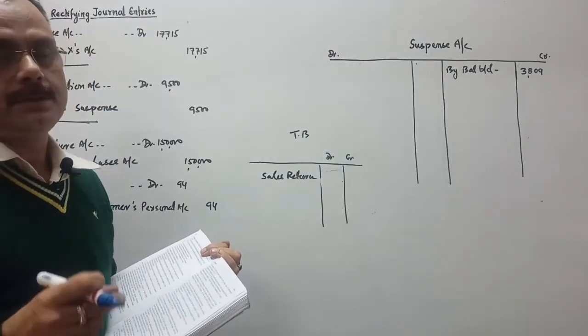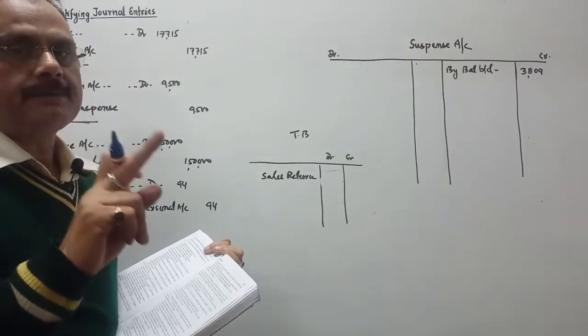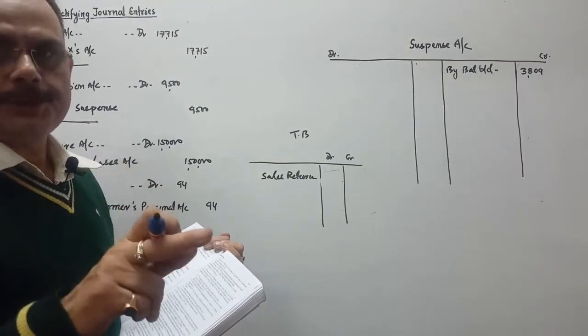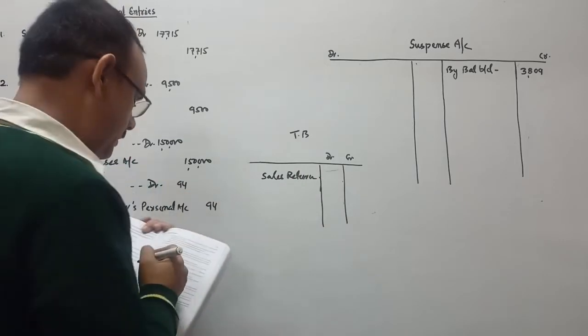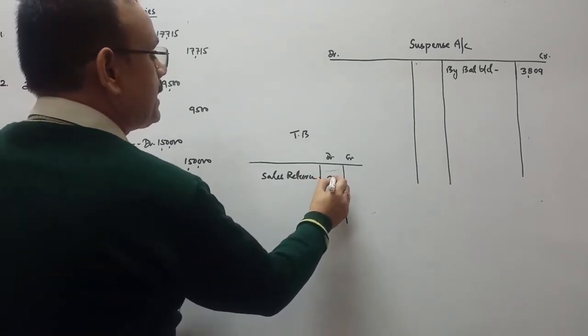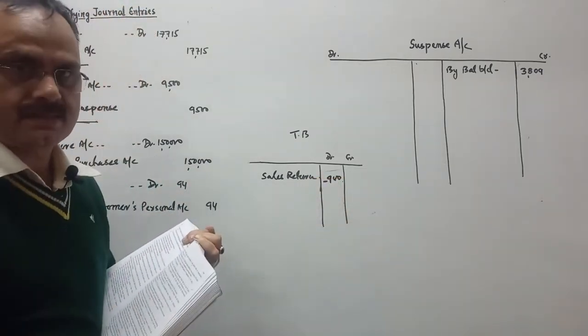Sales return balance is what? Debit balance or credit balance? Sales have a credit balance, so sales return have a debit balance. So on the debit side, it is added 900 short. 900 short means 900 less.